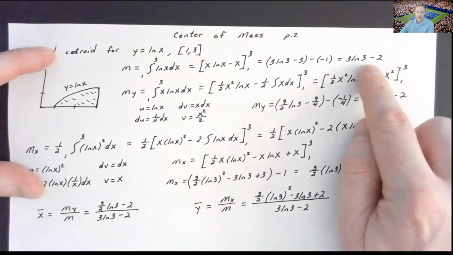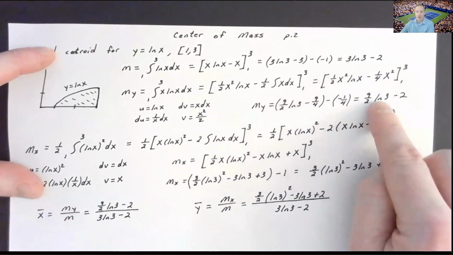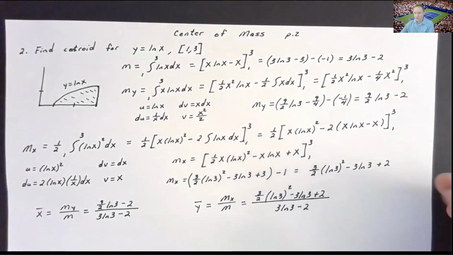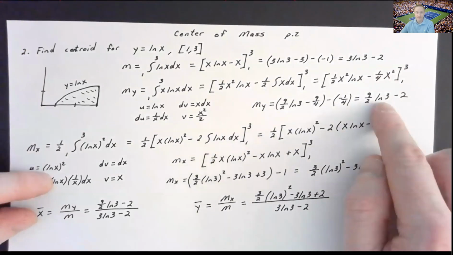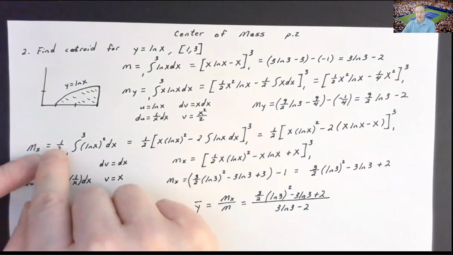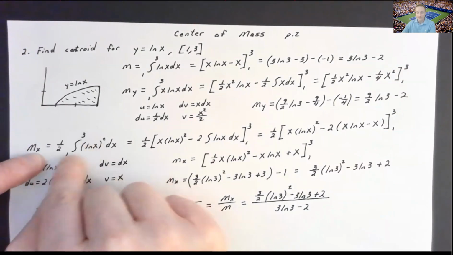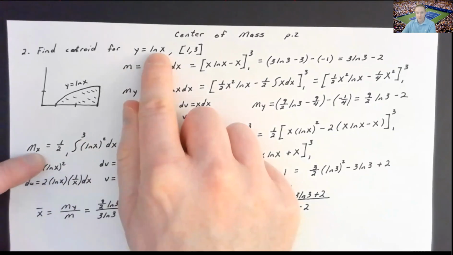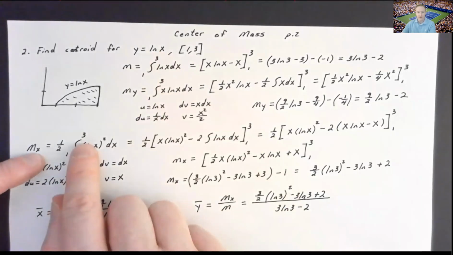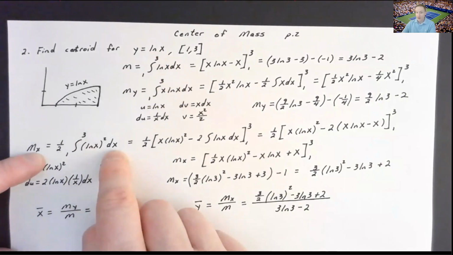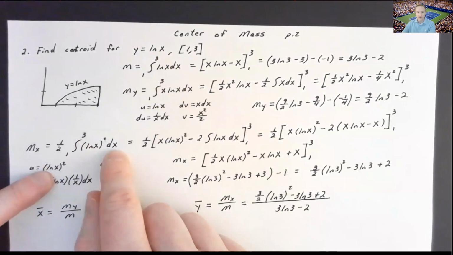So I have my sum of the masses, I have my moment about the y-axis. Last thing, and typically it's usually the most difficult to find, the moment about the x-axis. The moment about the x-axis is always 1/2 the integral of f of x quantity squared dx. Well, here's your f of x, so it's the natural log of x quantity squared dx. I knew I couldn't integrate that by normal methods, so I used my integration by parts again.